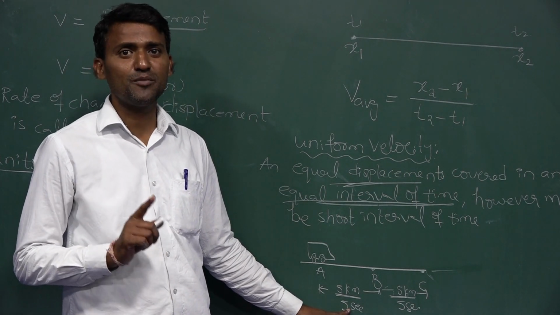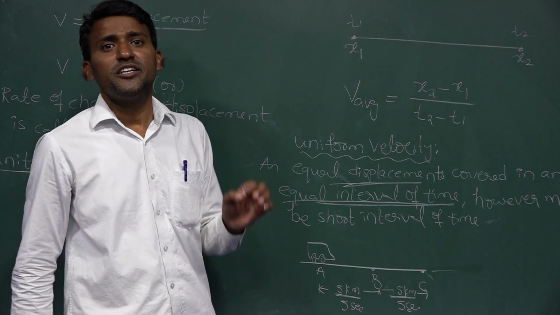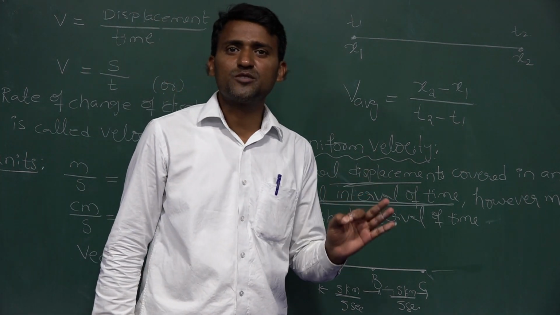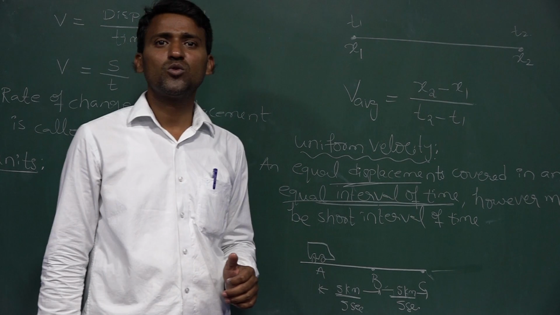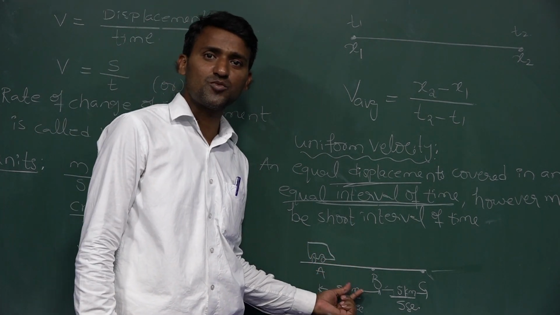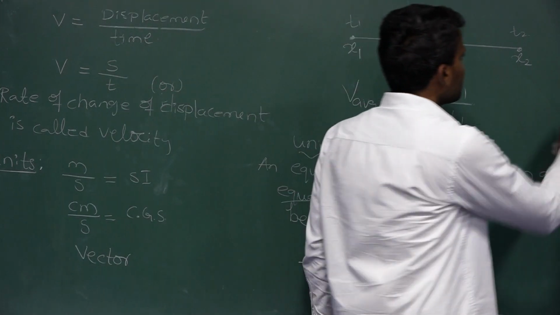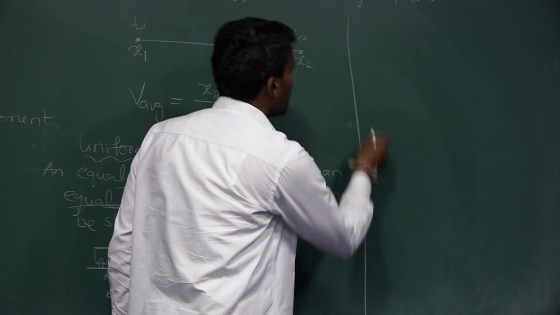But in this situation I am telling you, along the straight line, distance is equal to displacement. Along the straight line, distance is equal to displacement. So that's why I have taken this example for the uniform speed and uniform velocity. Next, we are writing non-uniform velocity.